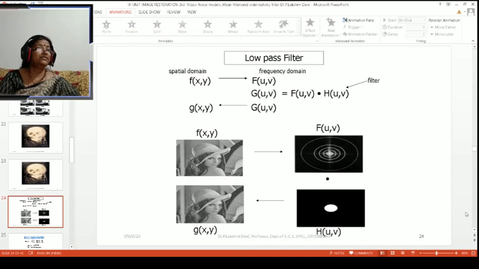Let us see the low pass filter with another example. In the spatial domain, we represent an image with f of xy. In the frequency domain, we represent that as f of uv. And g of xy is the degraded image, equal to f convolved with h in the spatial domain, but in the frequency domain we represent it as a multiplication, f of uv into h of uv. So from this g of uv we can reconstruct g of xy with the inverse Fourier transform.